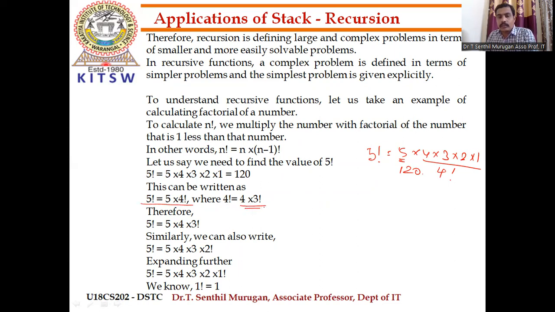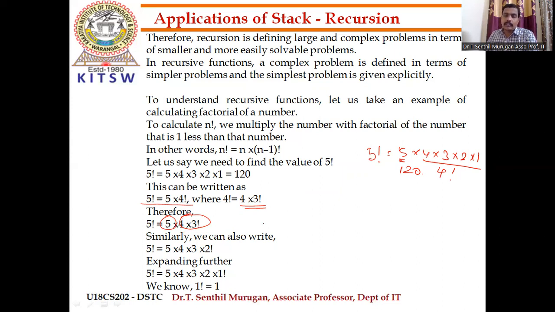4 factorial equals 4 into 3 factorial. Okay, so how can we write it? Rewrite it: 5 factorial is 5 into 4 factorial, 4 factorial is 4 into 3 factorial. Again, 3 factorial.